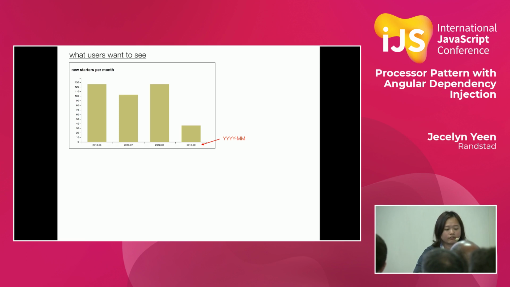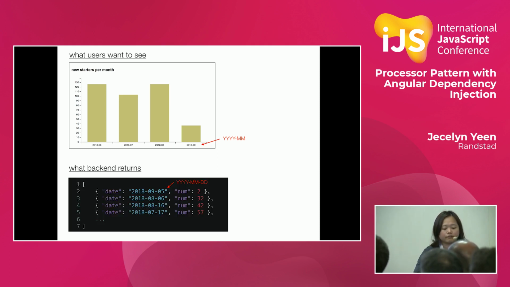Let's take one of the charts as an example. This is a chart that calculates how many new starters there are every month. This is what the user wants to see: the month and the year in a sorted format, starting from June, July, August, and onward. But this is what the backend returns to you: a date, so basically daily data.